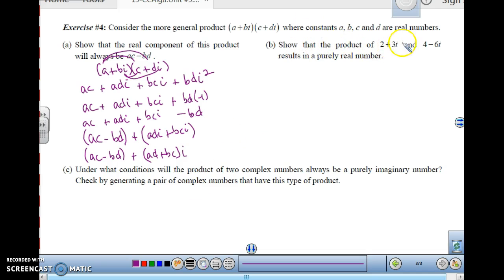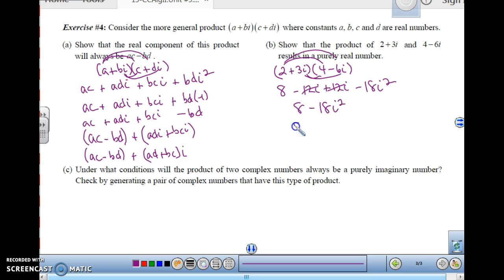Show that the product of 2 plus 3i and 4 minus 6i results in a purely real number. All right, so let's see what happens. When we multiply this, we should end up with a real number. All right, first term is going to be 2 times 4 is 8. Outside is minus 12i. Inside is plus 12i. And last is minus 18i squared. All right, now we know these two are going to cancel each other out. And then I have 8 minus 18i squared. But remember, what did we say i squared was? i squared is negative 1. So this is negative 18 times negative 1. 8 plus 18 is going to be 26.